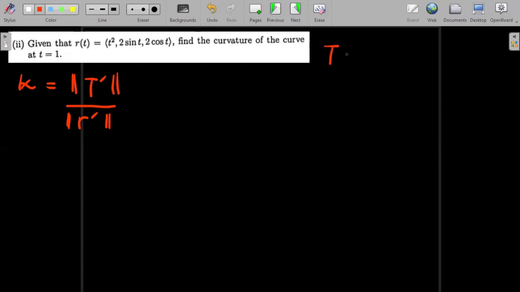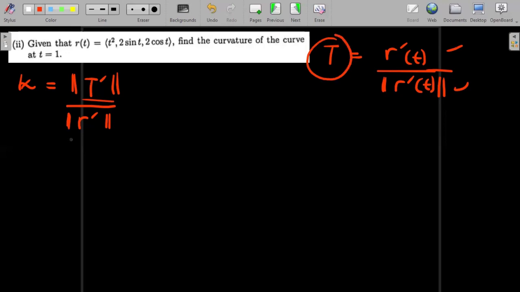So T, which is the tangent vector, is given by R of T over the modulus of R of T, like that. So this is how it's given. For us to find the curvature, we need to get what's on top here. But first, to get what's on top, we need to find these things and then differentiate this one. We already have the one on the bottom. So how do we do that?